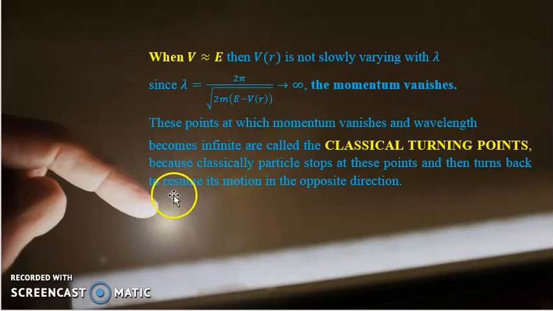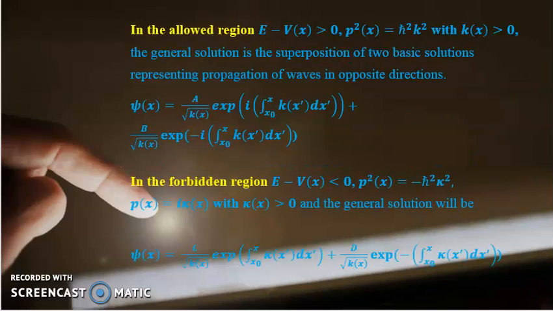So this is the point at which momentum vanishes and the wavelength becomes infinite, and we call these points classical turning points, because at this point the particle stops momentarily and then turns back to resume its motion once again in the opposite direction.